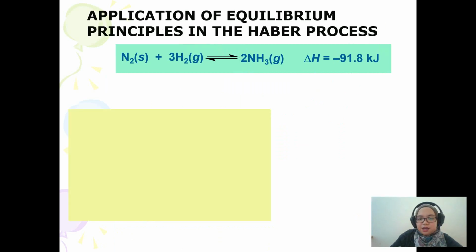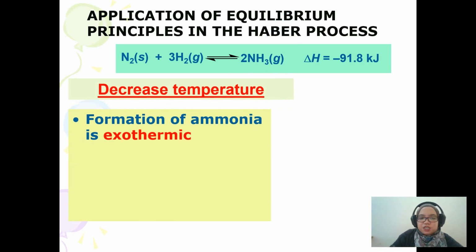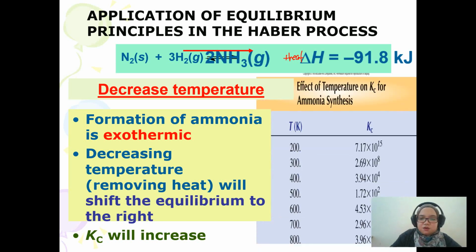more ammonia. Okay? Kalau kita decrease temperature, okay, formation of ammonia is exothermic. Plus heat dekat sini. Okay? Kalau kita decrease the temperature, the decreasing temperature will shift the equilibrium to the right to release more heat and to produce more ammonia. Okay? So, Kc will increase as well. Temperature je akan effect K kan? So, sebab tu ada Kc will increase. Okay?